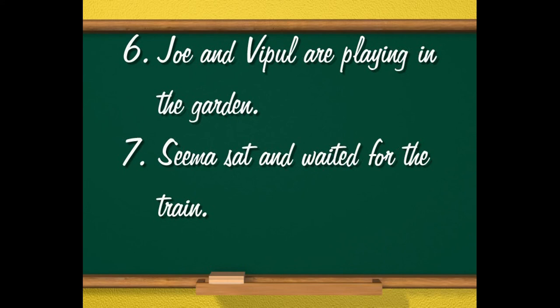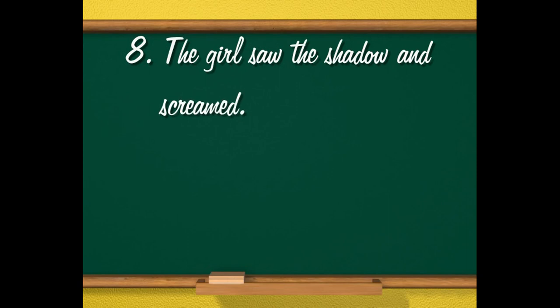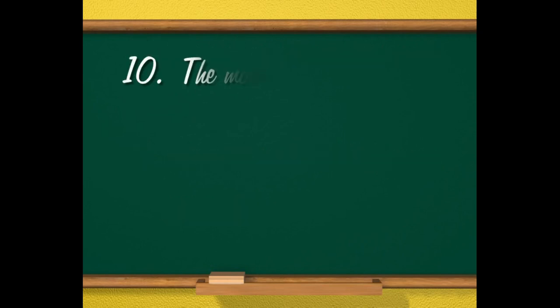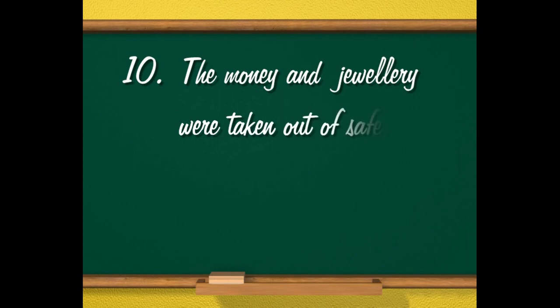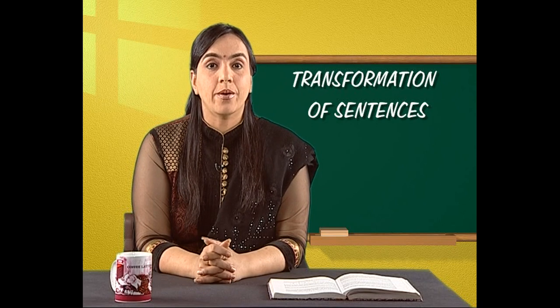Next question. Seema sat and waited for the train. Next. The girl saw the shadow and screamed. Next question. The bride and the bridegroom arrived late. And the last question is, the money and jewelry were taken out of the safe. Let us solve the exercise now.